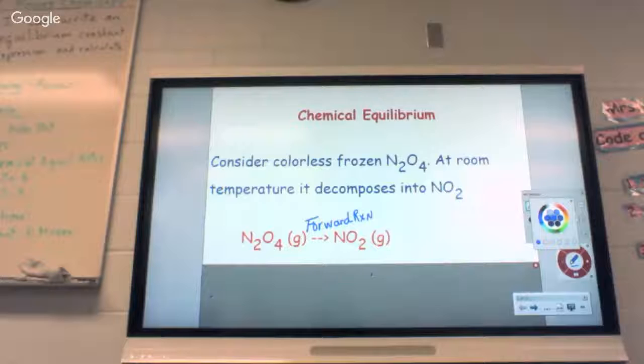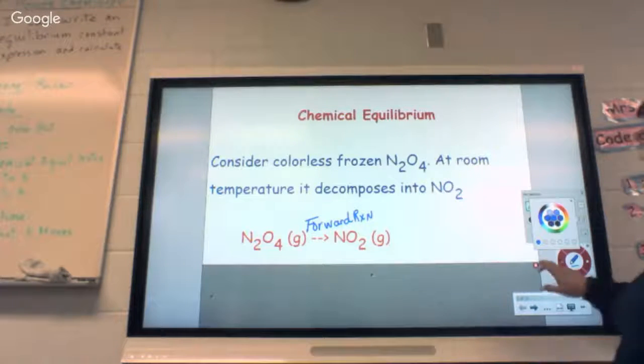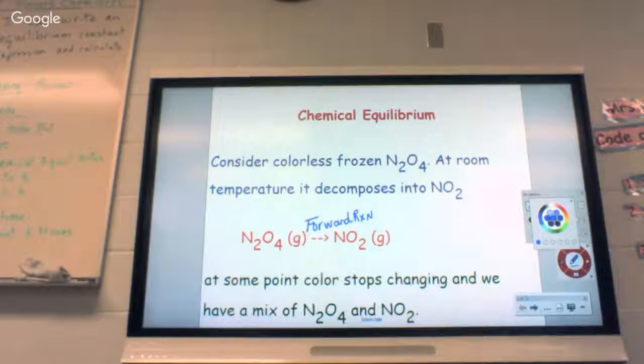However, this reaction doesn't just change into NO2. That's why I picked this example. This reaction also does something else. Now, at some point, this reaction stops changing, and we have a mix of those two things. Okay? On the next slide, I'm going to tell you what it does. I have it on 2 slides. I couldn't fit it all in 1 slide. I'm even going to draw another arrow in this thing.